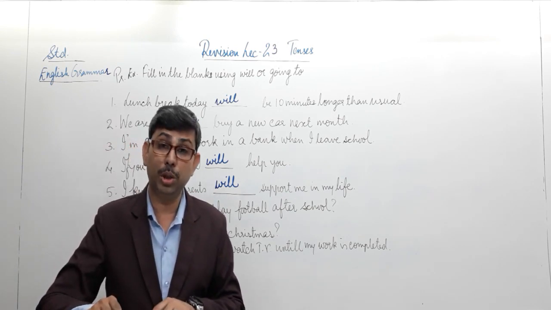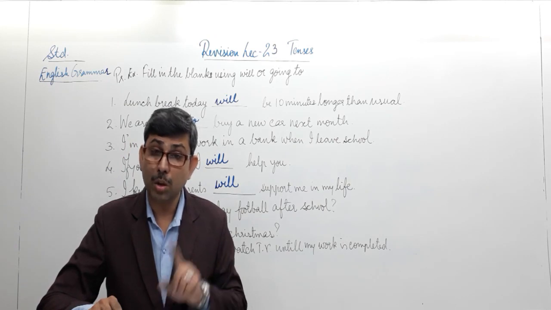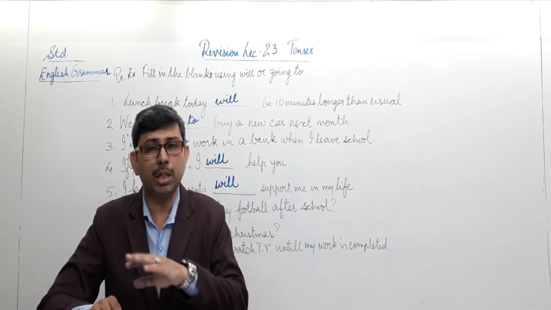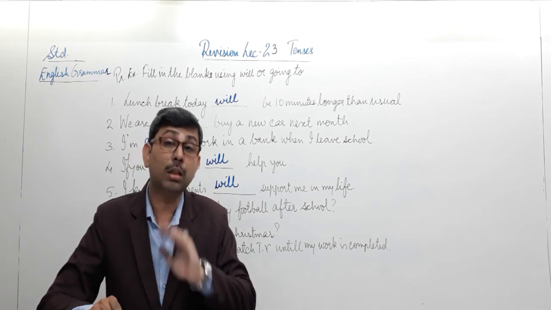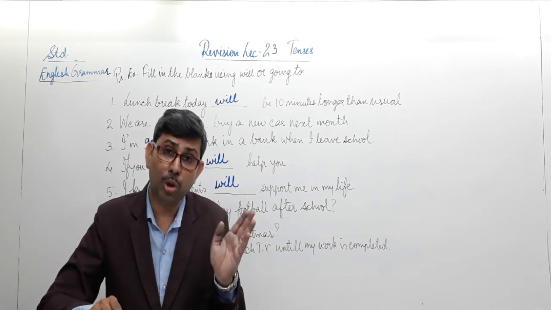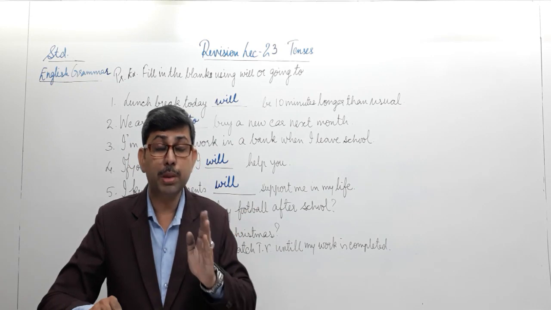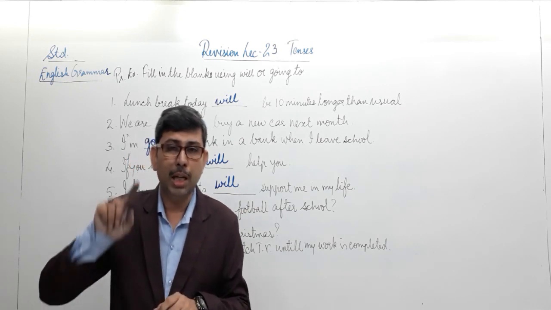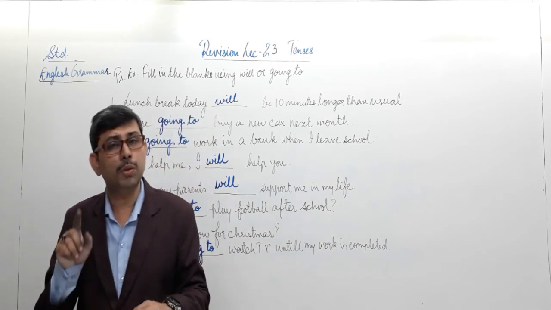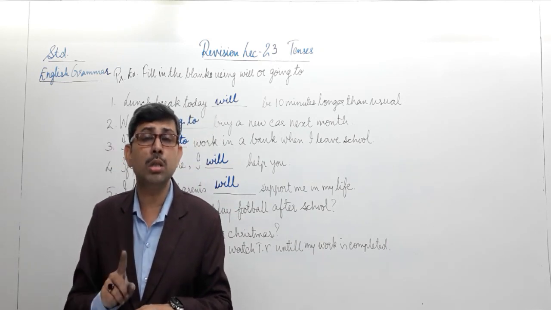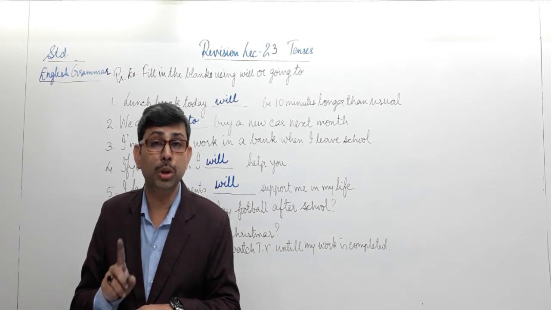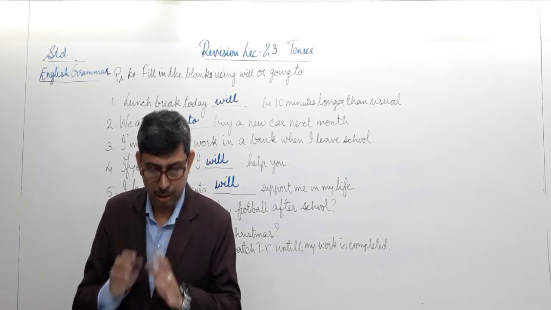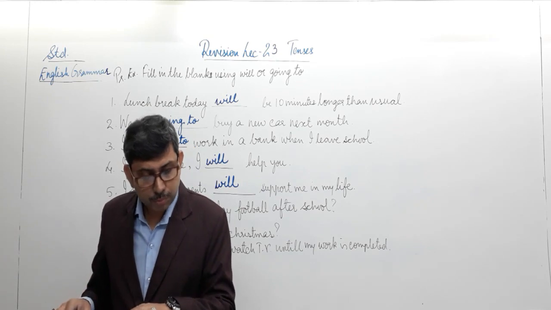We always use the word should in the subordinate clause when the word lest has been used. No matter whether the principal clause is in the present, in the past, or in the future, in the subordinate clause we make use of only one auxiliary verb, and that is should, when we have lest in between these two. So I hope this is clear to you.